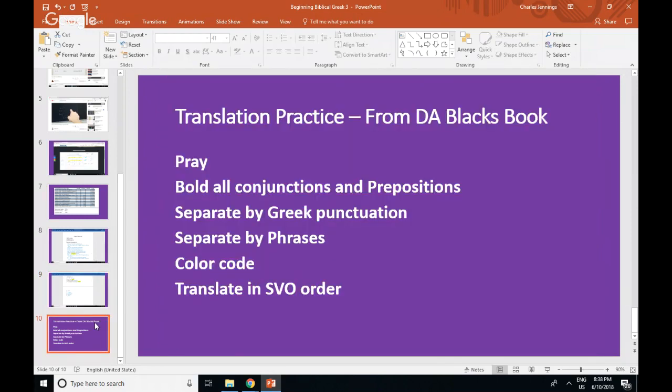Lastly, I just leave you with this slide again that I've showed in another video. Whenever you're doing your translations, I mean, when you're doing all of Greek, be sure to pray. You want to bold all your conjunctions and prepositions when you learn what they are. You want to separate your Greek by punctuation, and you want to separate it by phrases as you learn those. And like I said, your ability is going to increase as you go, and you want to color code things. I'll probably make a video later on showing how Logos can help with these types of things, but I'm just trying to hit the general audience before I go into those who have Logos or probably are seminary students and stuff like that. And then you always want to translate in SVO order, subject, verb, object.